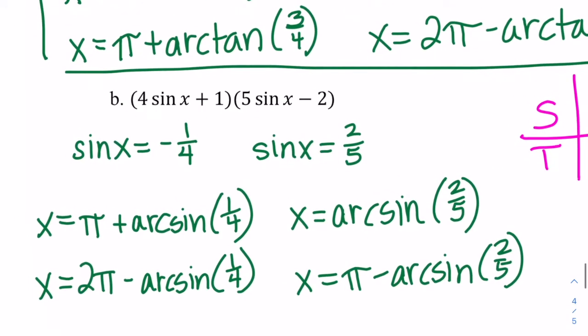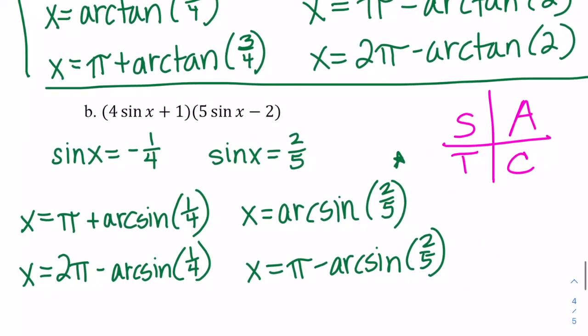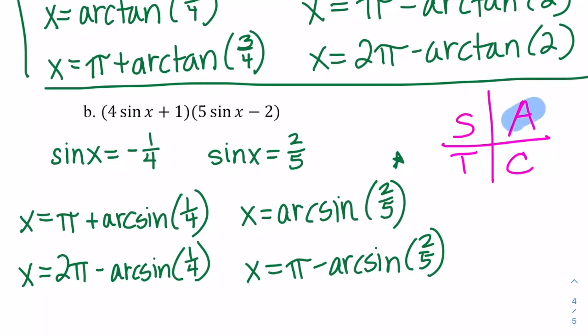Okay, so this is already in factored form. So we get sine of x equals -1/4 and sine of x equals 2/5. So again, for the 2/5, I know that sine is positive in the first and second quadrants. So that's going to be arcsine of 2/5 for the first quadrant here. And then for the second quadrant, that's just going to be pi minus the reference angle.